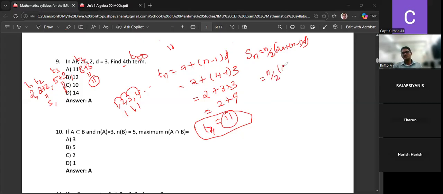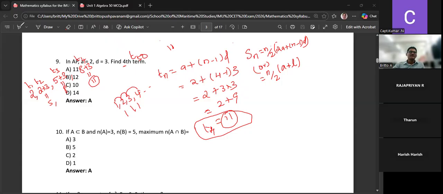It is n by 2 into a plus l. What is l? l is called the last term, and a is the first term, right? If they give the difference, the first term and the n value, you can use the first formula. Suppose they give only the first term and the last term and ask for the sum of 50 terms, you can use this formula. So these are the two formulas used in AP, arithmetic progression, right? The first one is the nth term formula. The next one is the sum of n terms.